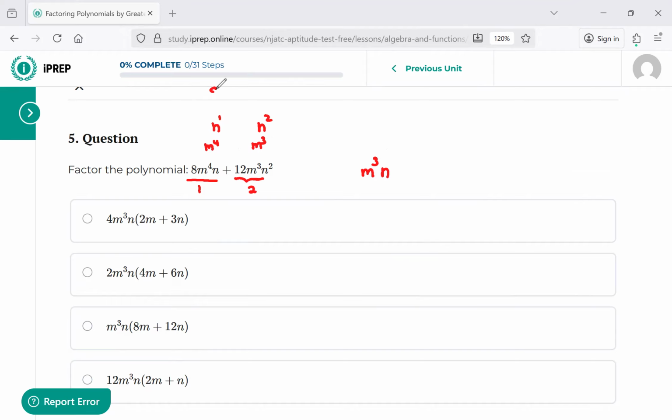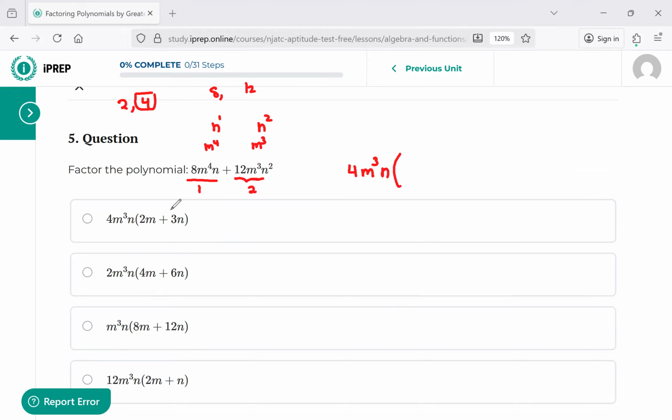Okay, what about our constant? Our constant is 8 and 12. Can you come up with a number that they're both divisible by? And it has to be the largest. So I know they're divisible by 2, but can we go any higher? Yes. Let's try 4. 8 divided by 4 is nice. 12 divided by 4, yes. Can we go any higher? Let's try 8. 12 divided by 8 doesn't come out nicely. So our highest is 4. Okay. So that's our GCF.